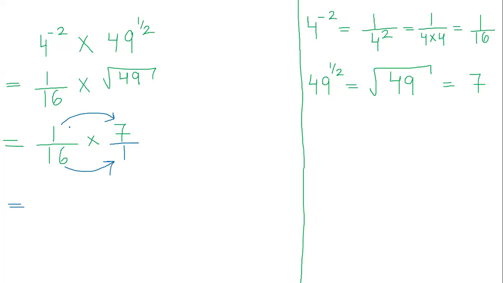16 times 1 is 16, and 1 times 7 is 7. Very good. So it's going to be 7 over what? 16.